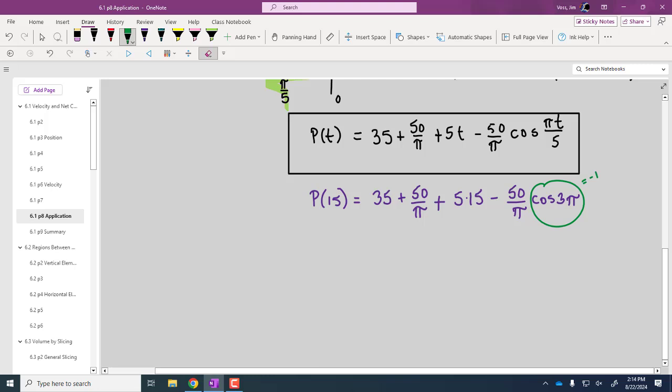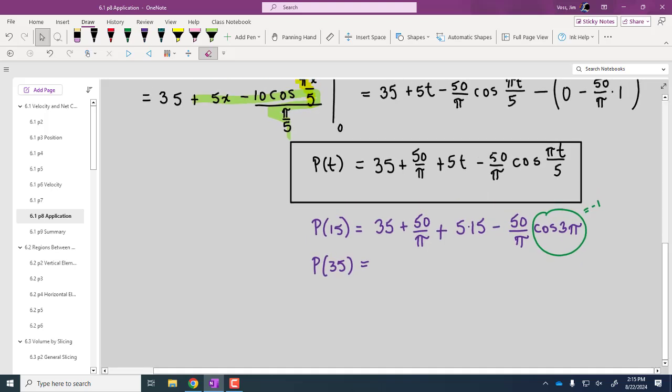And then you simplify that. Multiply the 5 times the 15, add it to the 35. That's not too much. And then very similar for P of whatever the other year was, I think it was 35. Same idea. Just replace the t with 35 and do any simplification that you can do. All right, any questions on any of that?